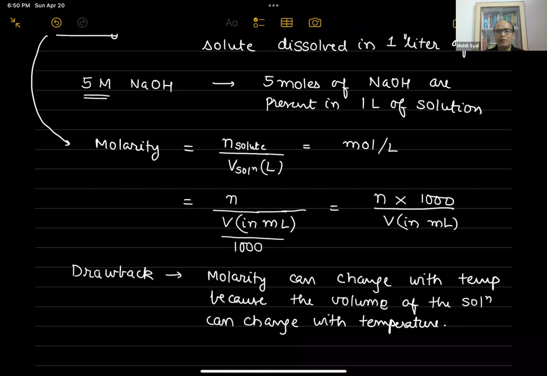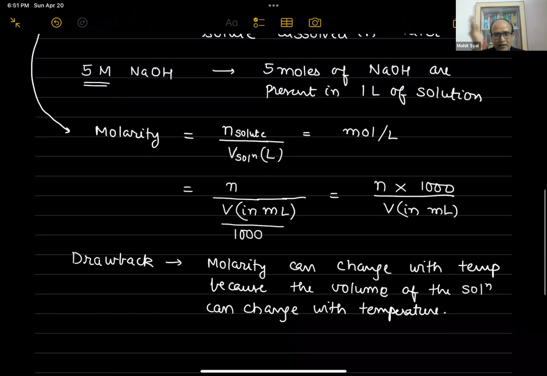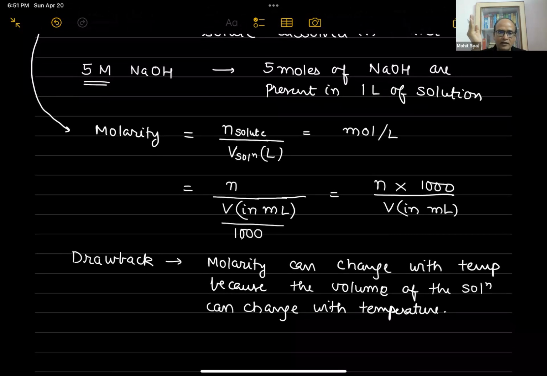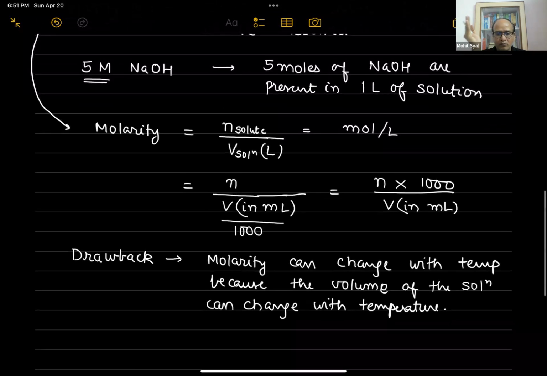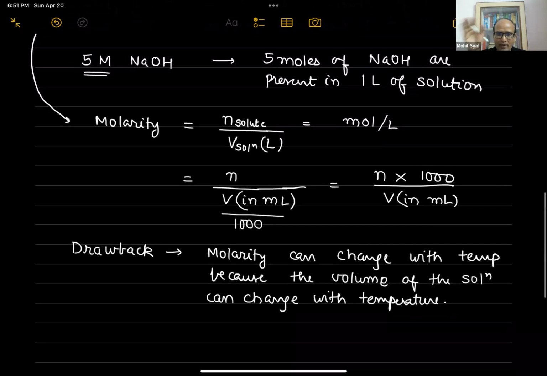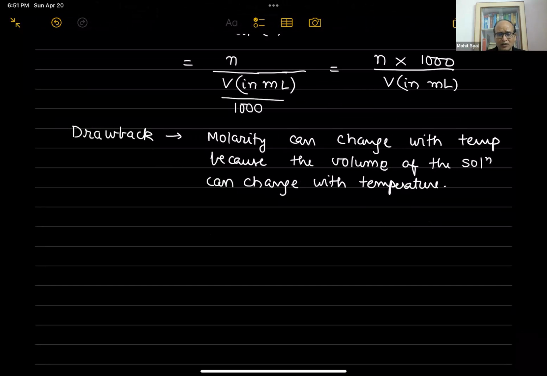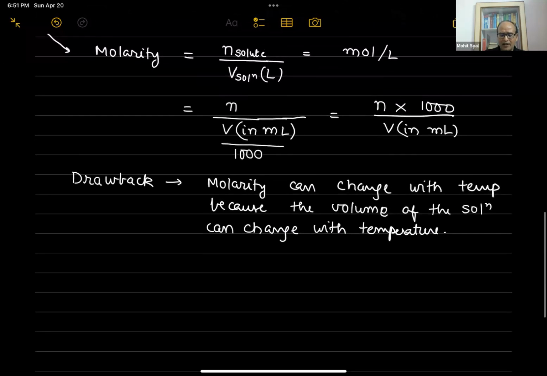So molarity is temperature dependent, and in this chapter, in the qualitative properties which we are going to study, we are not going to use molarity because it is dependent on temperature and it can change. We are not going to use a concentration term which can change. Wherever the temperature is changing, we are not using molarity. We are going to use molality, that is represented by small m. Okay. So this is something about molarity.